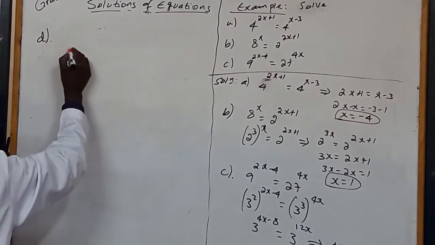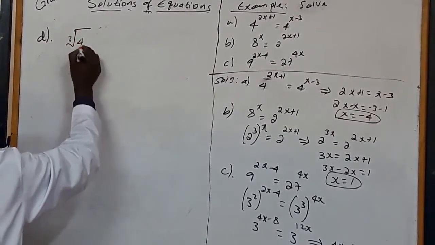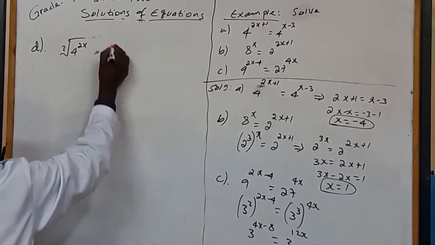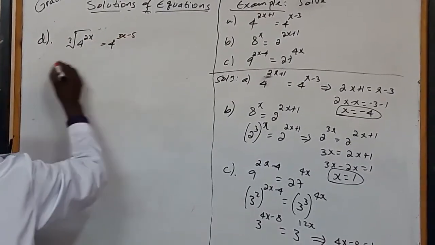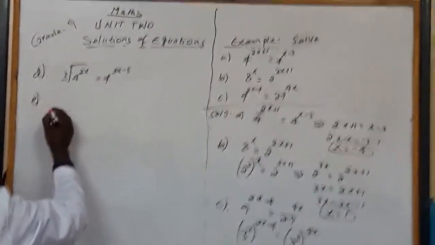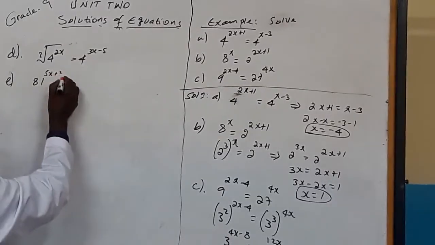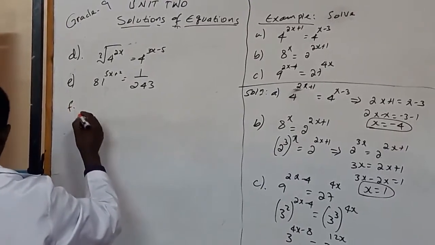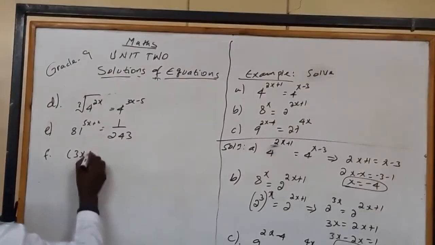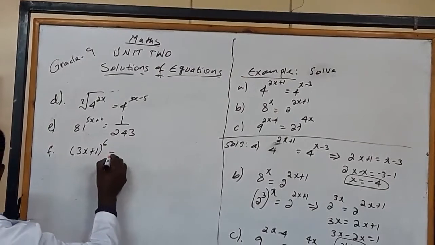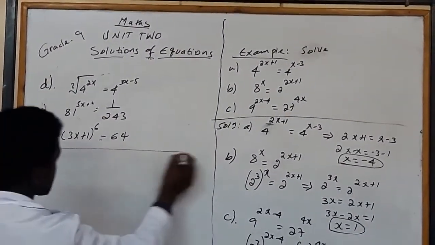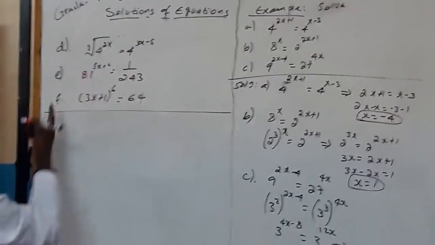D says the cube root of 4 the power of 2x is equal to 4 the power of 3x minus 5. This is D. For E, 81 the power of 5x plus 2 is equal to 1 over 243. F says 3x plus 1 the power of 6 is equal to 64. Again, let me solve only these 3 examples, and then we will continue with other examples.